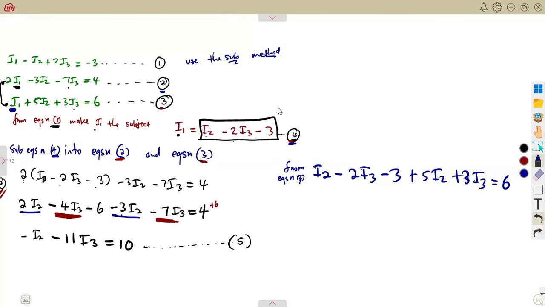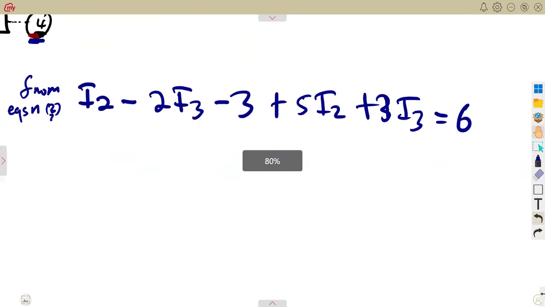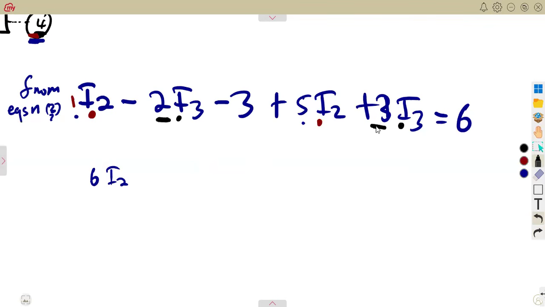Let's try and simplify this and see what we are going to have at the end, just like the previous case. So we have formed another equation here. Let's consider I2 and I2. So this is just a 1 here, so 1 plus 5, which is 6. So you're going to have 6I2. Then let's consider I3 and I3 here. So this is minus 2 plus 3, which is plus 1. So it's just going to be I3.